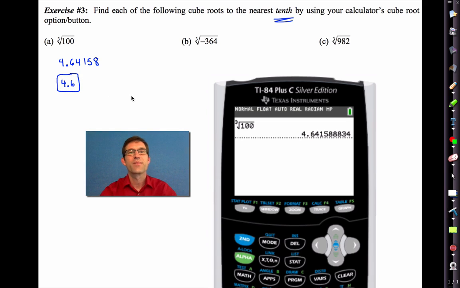All right, why don't you make sure you have it? Pause the video now and find the cubed roots in letter B and letter C, rounded to the nearest tenth.